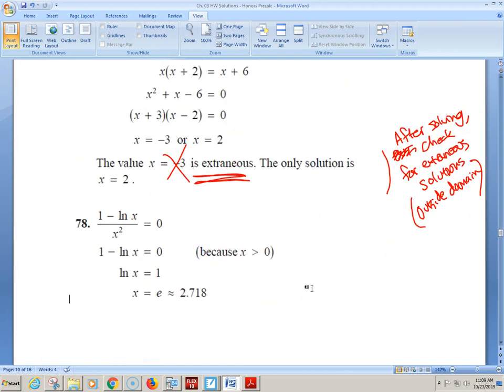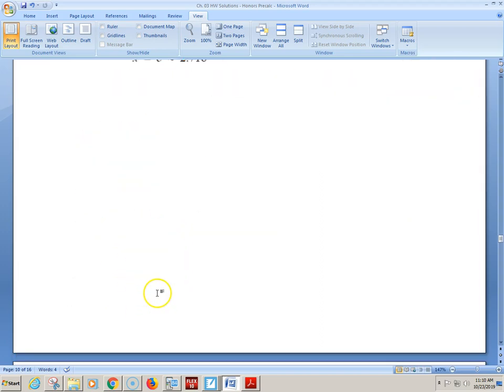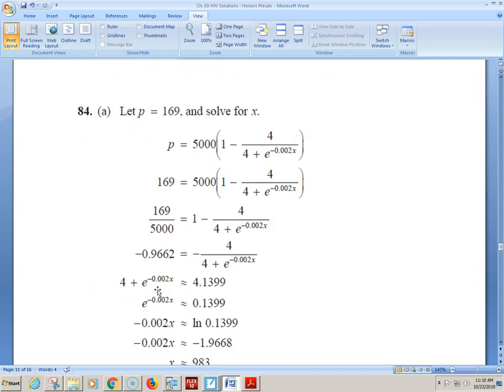Number 78, I think you just end up with E. 78, you end up with E because you multiply the x squared on the other side. That was this little step. Some of you might not have known how. Multiply it. 0 times anything is 0. Subtract the 1. Divide by a negative. E to the, boom. Is that the last one? Oh, no. 84.